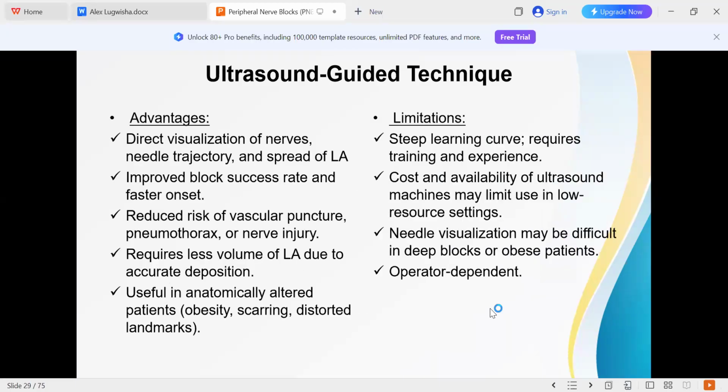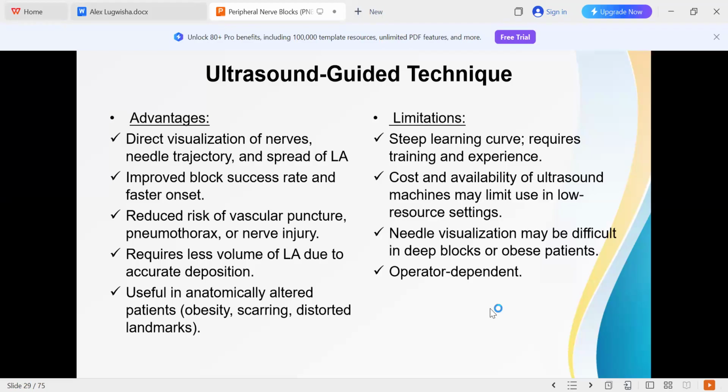The advantages are numerous. Direct visualization of the nerves. You see the needle go to your target nerve, and you will see the spread of your local anesthetic agent under direct vision. This helps to improve block success rate and also ensures faster onset of action. It causes reduced risk of vascular puncture, pneumothorax, or nerve injury. And because of accurate deposition, it requires a lesser volume of local anesthetic agent. In patients who have anatomical variations, obesity, distorted landmarks, and scarring, ultrasound guidance helps.